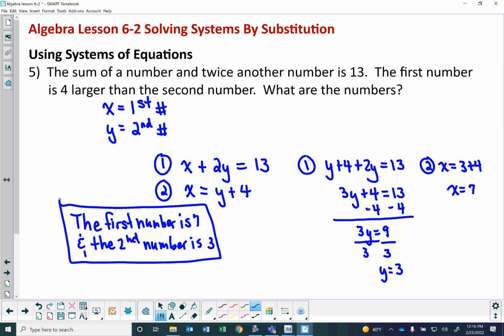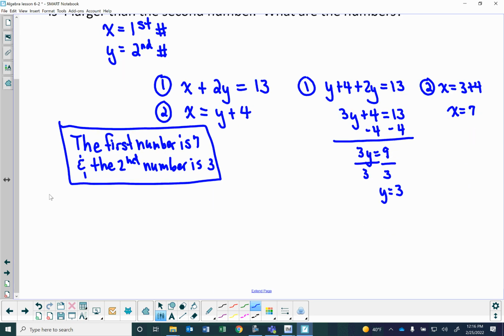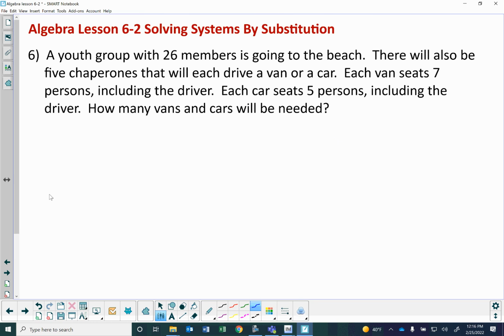Let's take a look at another equation. A youth group with 26 members is going to the beach. There will also be 5 chaperones that each will drive a van or a car. Each van seats 7 persons, including the driver. Each car seats 5 persons, including the driver. How many vans and cars will be needed?